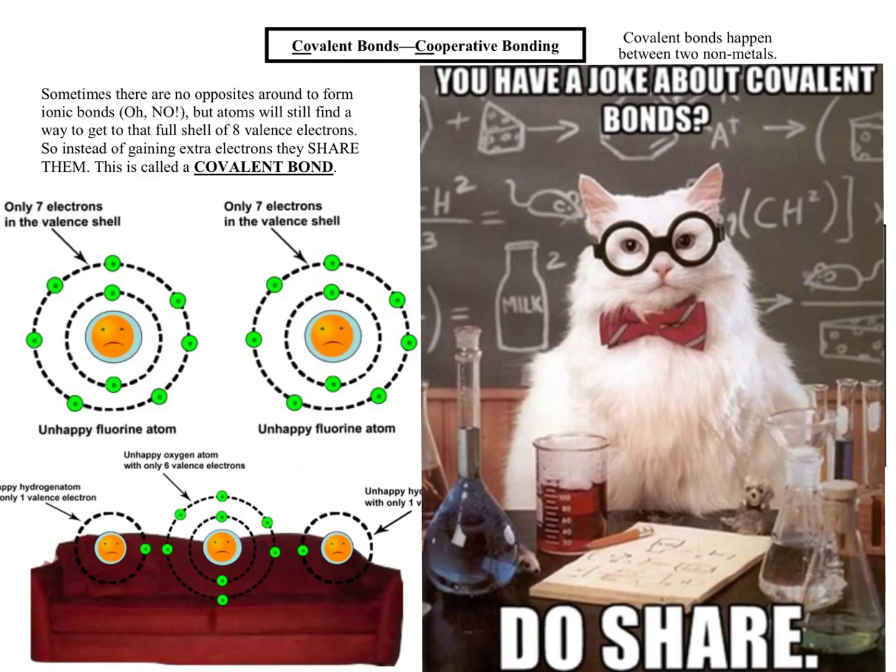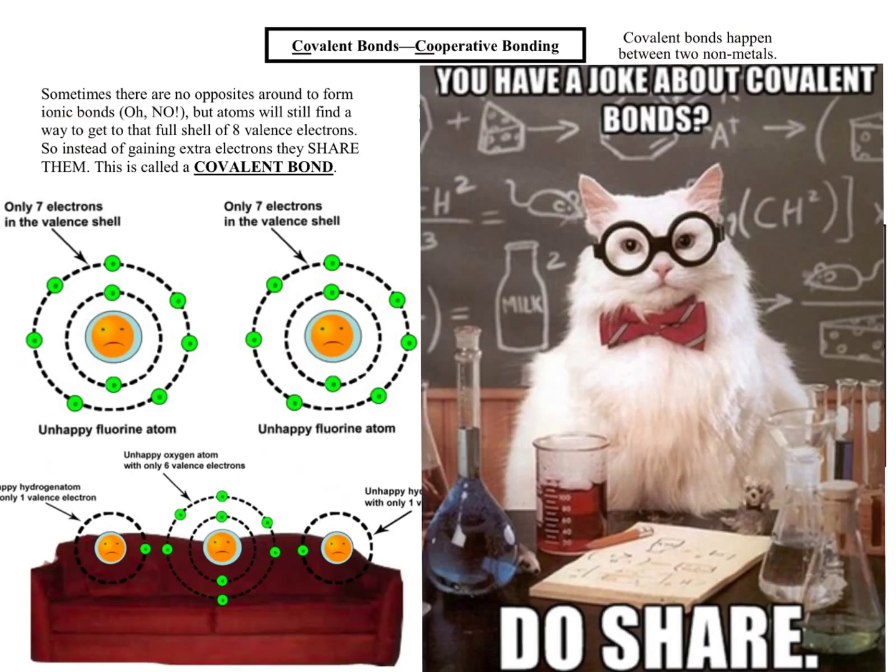The second major type of bonds are those covalent bonds, and those are cooperative bonds where we have electrons being shared. Covalent bonds happen between two nonmetals, two or more nonmetals. So they're not ions forming. There's no giving up or accepting of electrons. They're sharing. And this tends to happen, again, when there's no metals, so no ionic bonds can form.